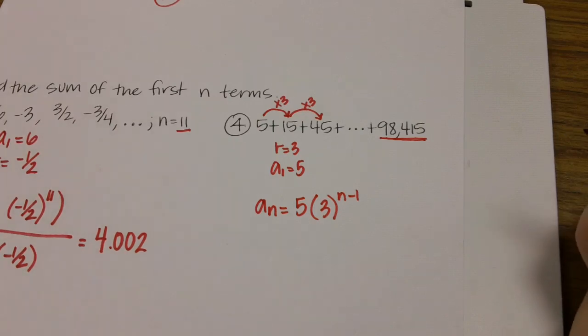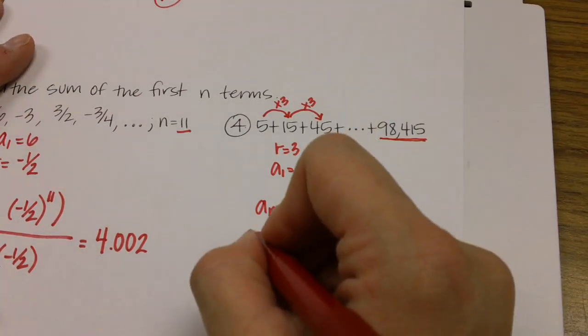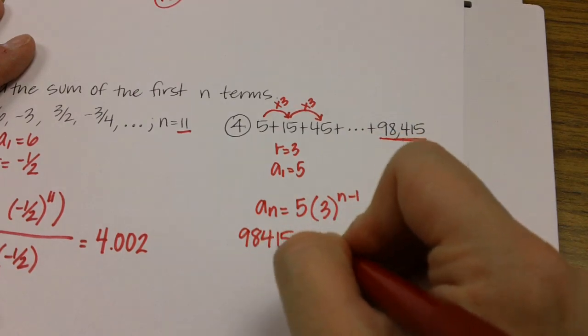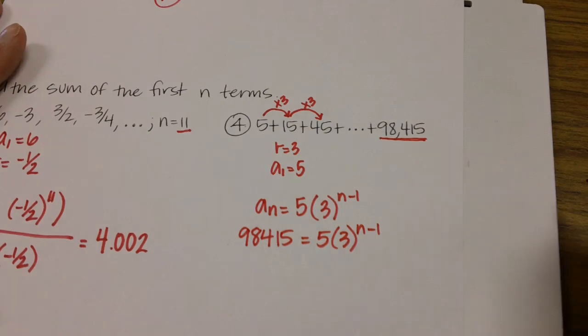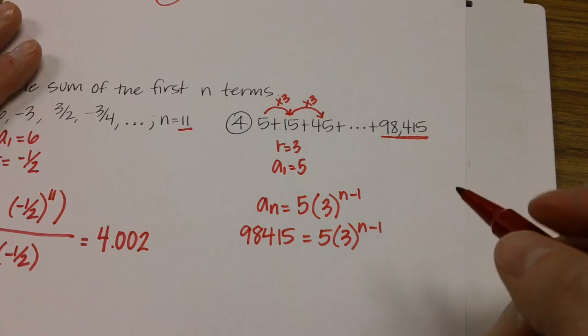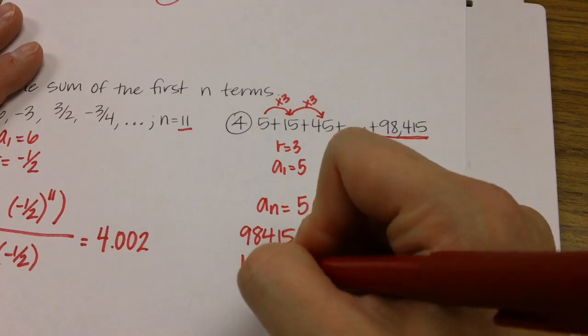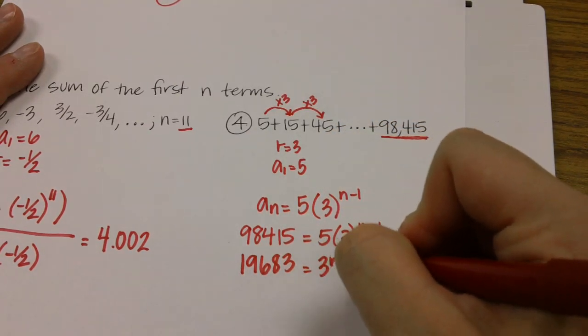All right, so once we're at this point, we can go ahead and solve for n by plugging in 98,415, which is going to equal 5 times 3 to the n minus 1 power. From here, we're just going to do some algebra. We're going to first divide by 5. And once we divide by 5, we get 19,683 equals 3 to the n minus 1.